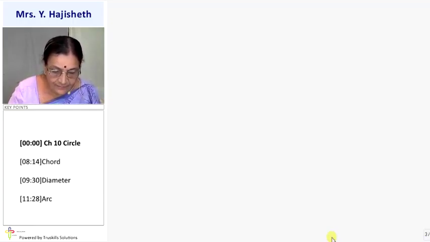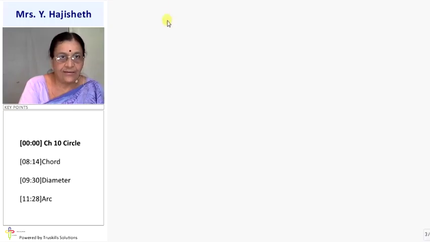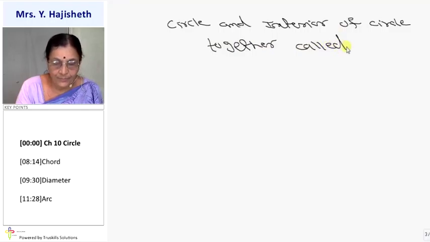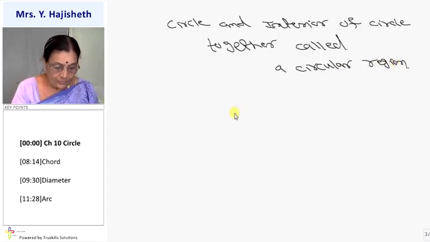So the circle divides the plane into three parts. And the circle and its interior together make a circular region. The circle and the interior of the circle together are called a circular region. Okay? Clear?